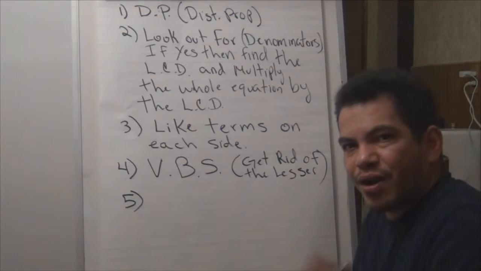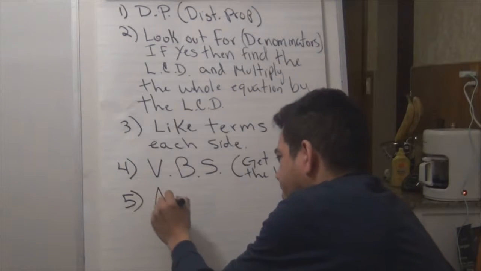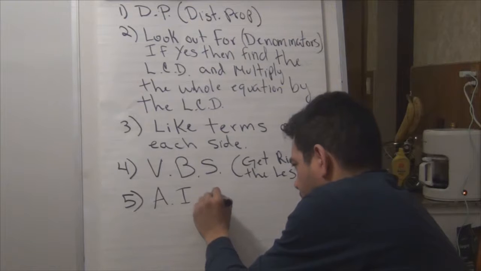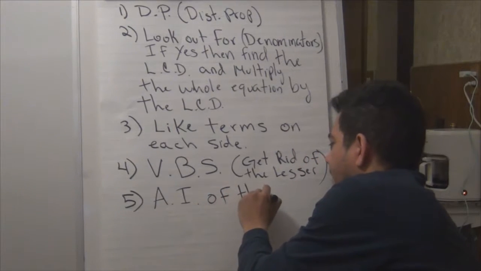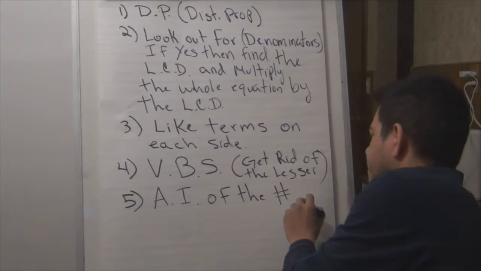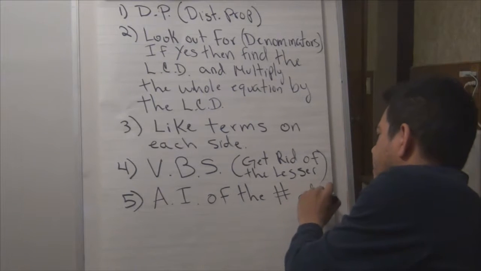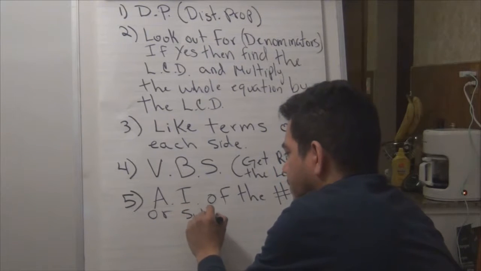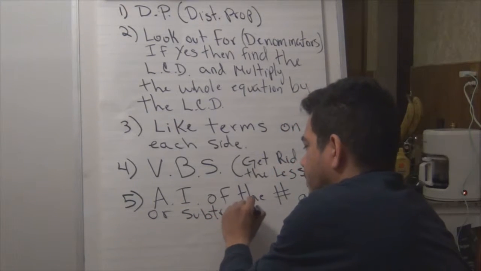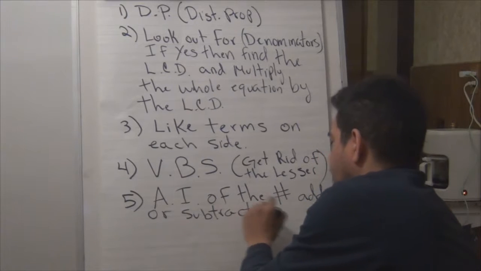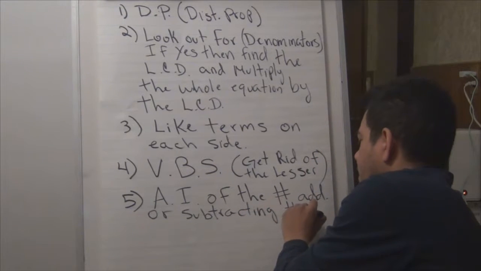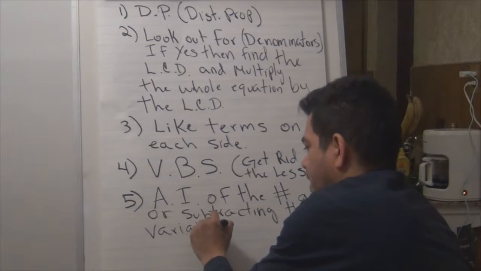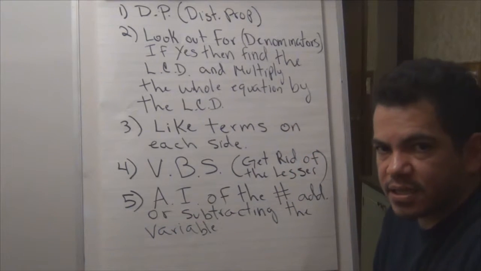The fifth one is part of the last two rules. So use the additive inverse of the number adding or subtracting your variable or the variable. And this is one of the things that we've been practicing. Okay?